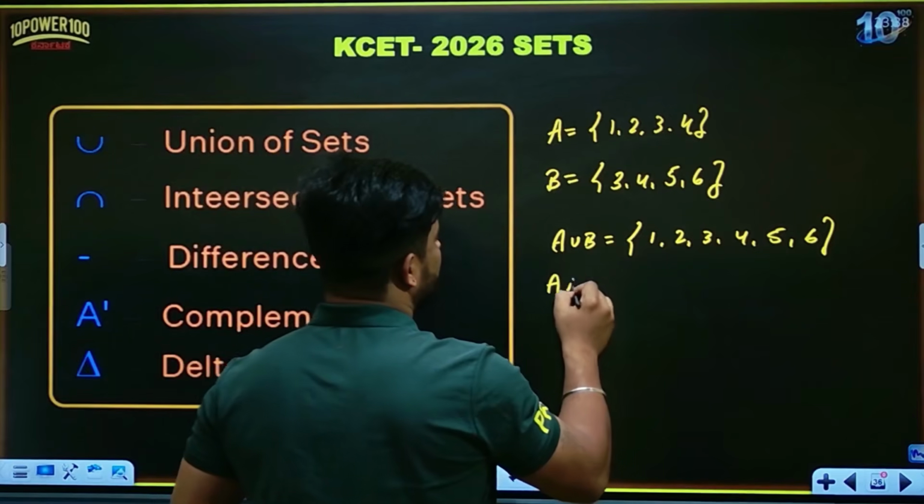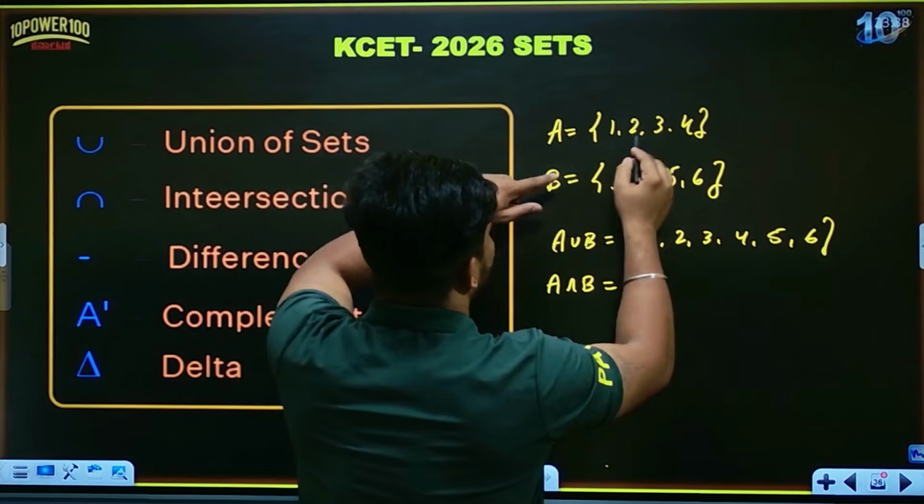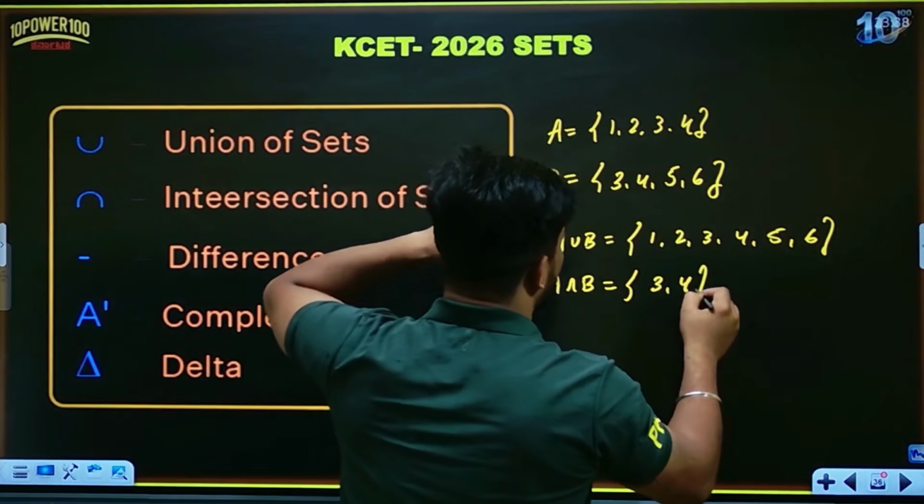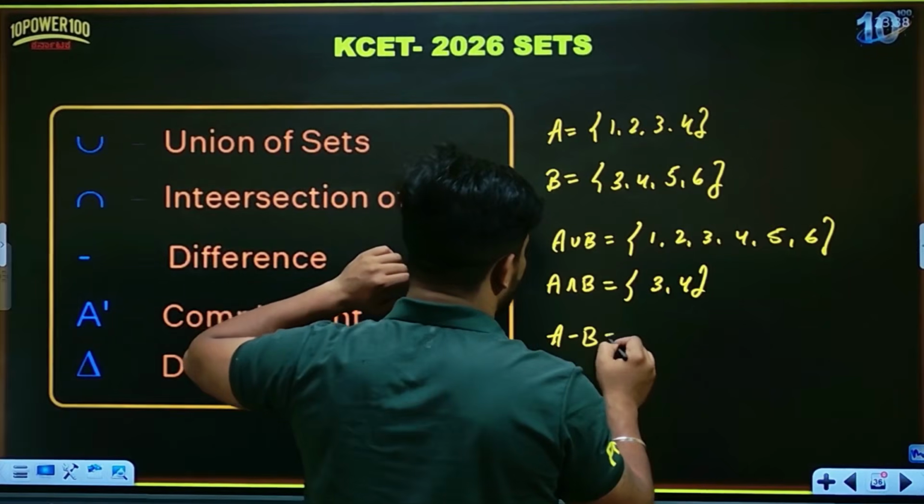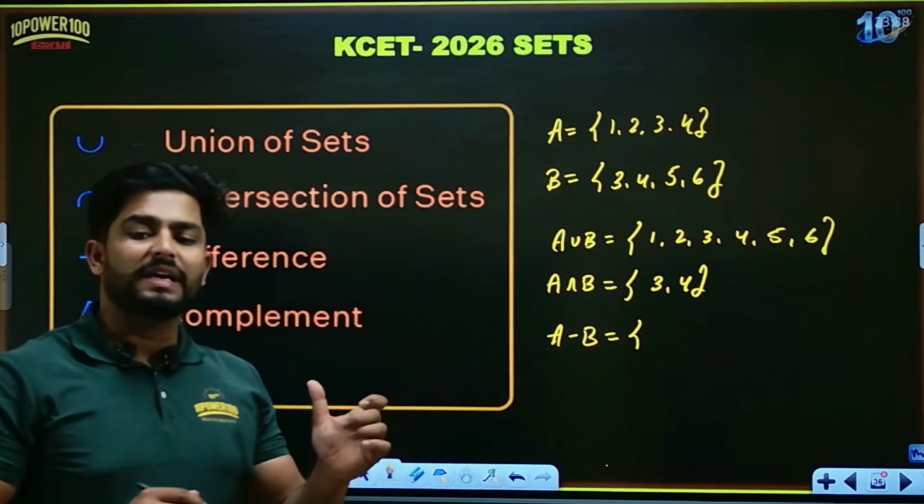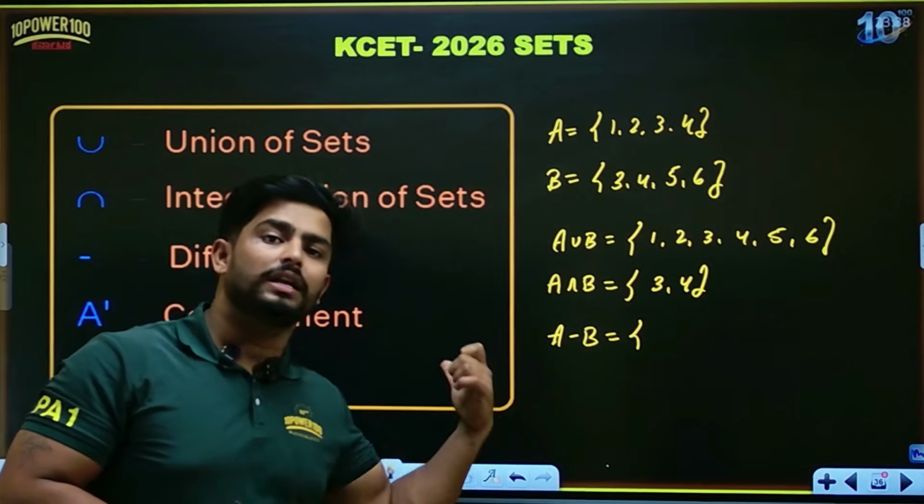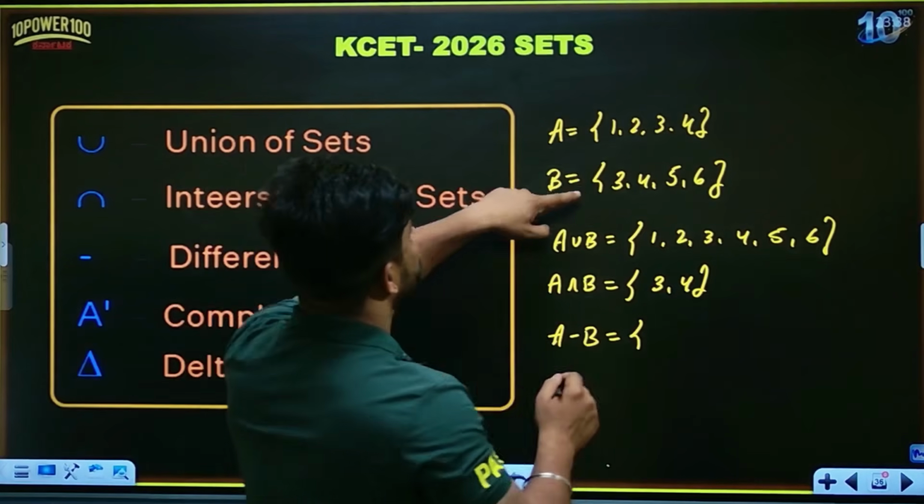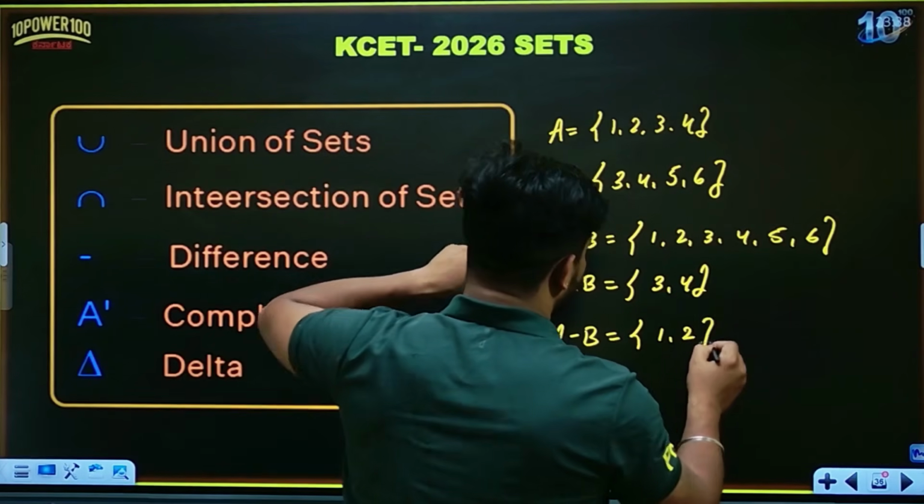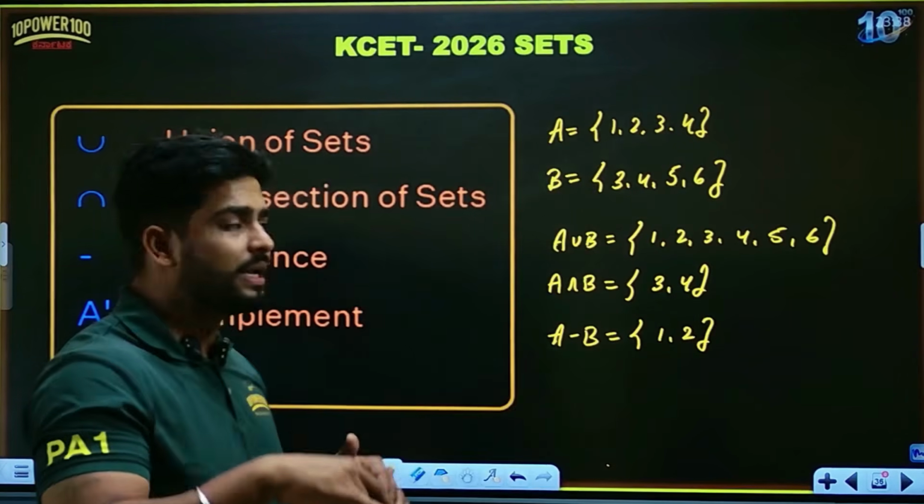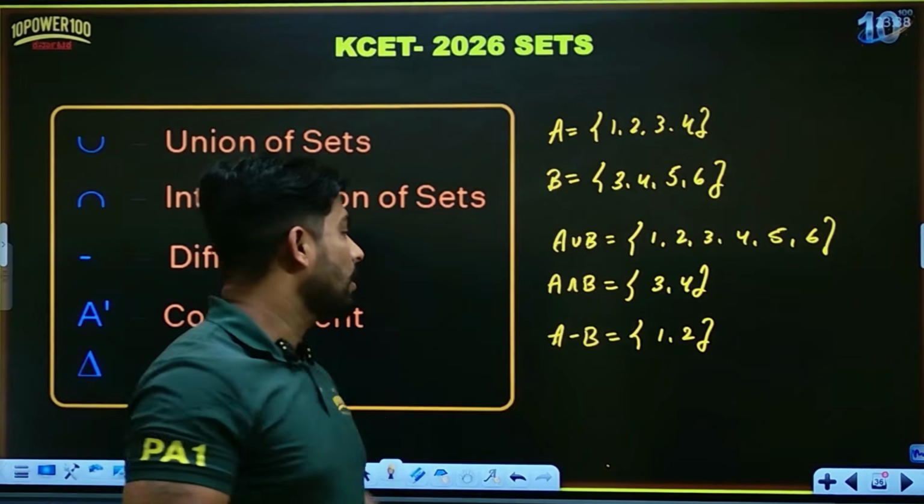Next, A intersection B is the common element between both of them. So common is only 3 and 4, right? Next, A minus B. This you should remember. A minus B means the elements which are there in A and not in B, children. So A minus B is only 1 2. B minus A is the elements which are there in B and not in A, that is 5 6.